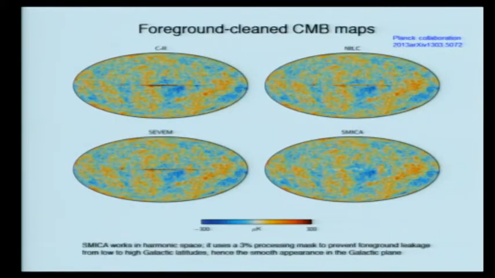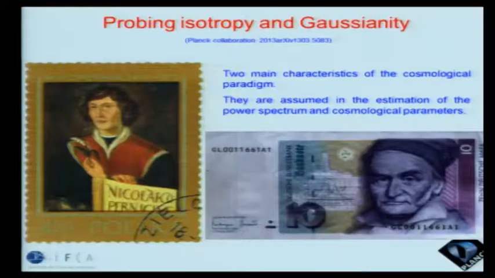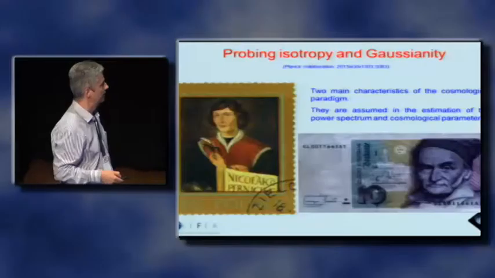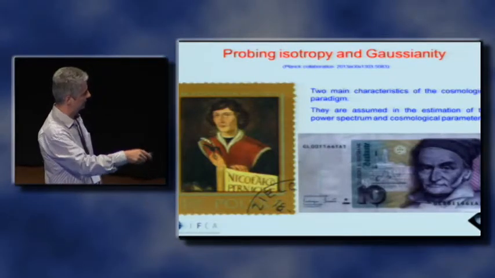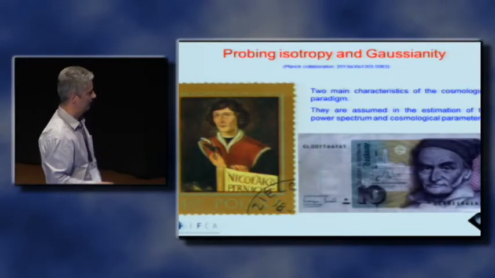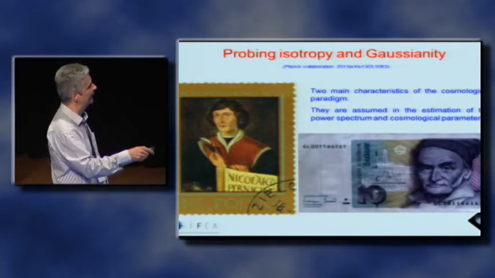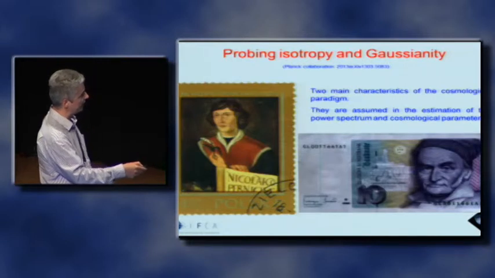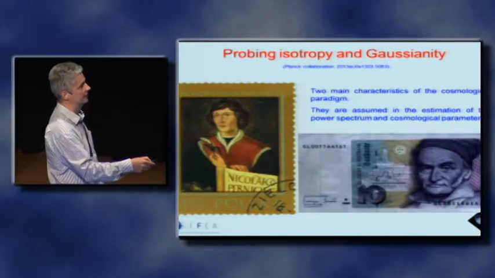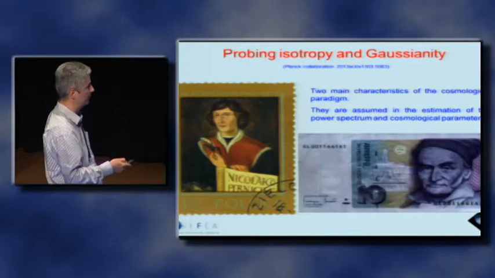This is the 4 renditions of the clean CMB maps that Planck has provided. They are very much consistent with each other. They are separately constructed. And with these maps, we can probe the isotropy and the Gaussianity of the fluctuations predicted by inflation. Nicolaus Copernicus and Gauss have much to say here. So these are, as I said, main characteristics of the cosmological paradigm, and also they are assumed in the estimation of the power spectrum, in the likelihood for the power spectrum and cosmological parameters.